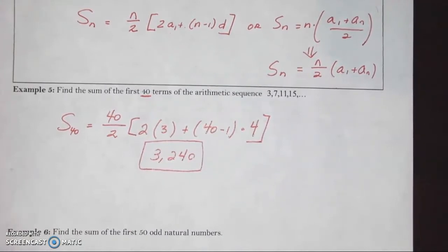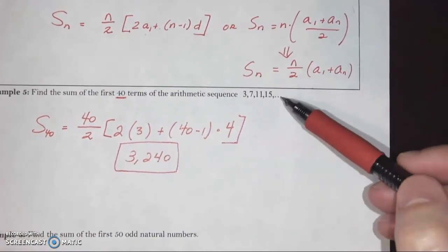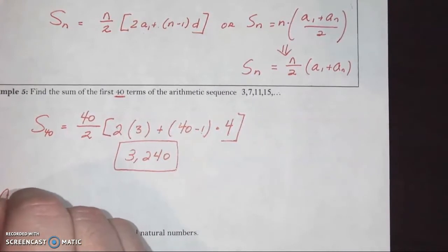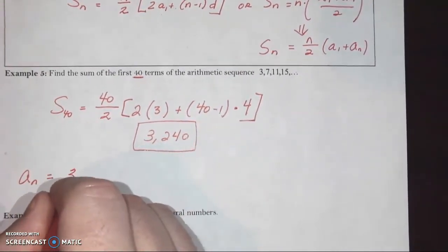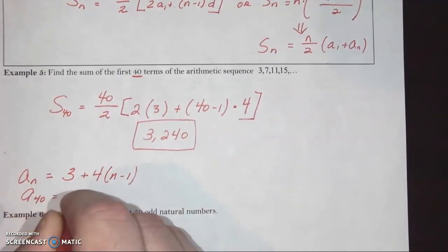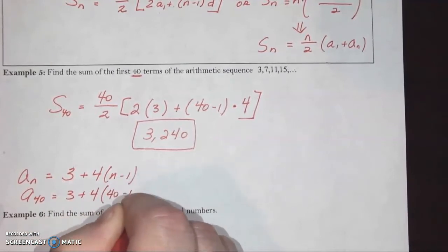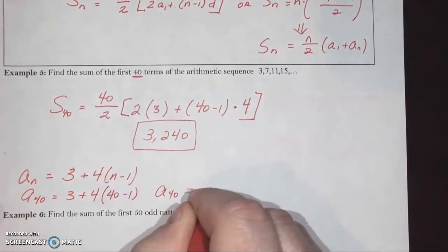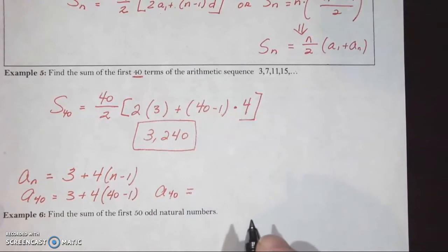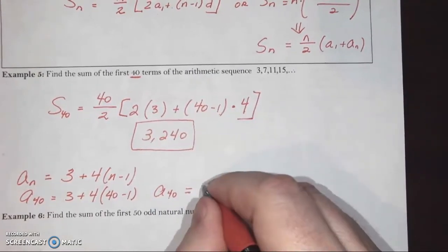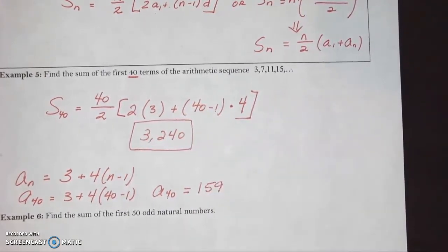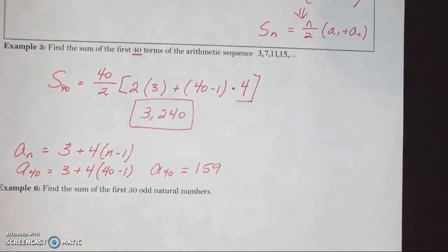All right. If we wanted to use this other formula, the only thing we'd have to do is find the 40th term. The nth term is the first term plus the common difference times n minus 1. If I want to find the 40th term, 3 plus 4 times 40 minus 1, 40 minus 1 is 39, 4 times 39 is 156, plus 3... no, 159. All right. The 40th term is 159.